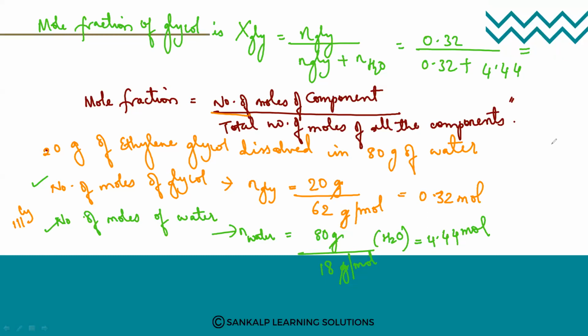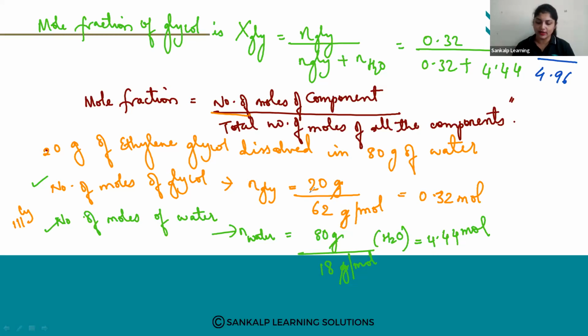See what you have to do. First you add 0.32 plus 4.44. Okay, it comes to 4.96. And then you can use a simple calculator, right?